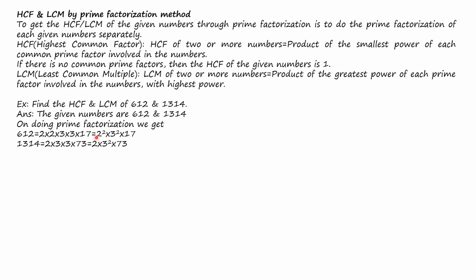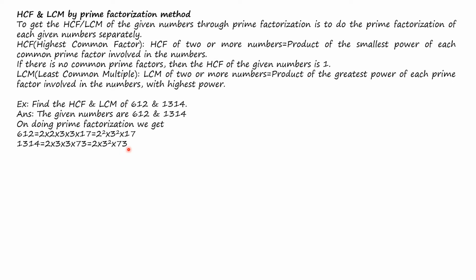2 is common in both the cases, but in 612 the highest power of 2 is 2 square, but in 1314 the highest power of 2 is 1, that is 2. 3 is also involved in both the cases, and the smallest power of 3 in both the cases is the same, that is 3 square. 17 is involved only in one case and the highest power is 1. Likewise 73 is also involved in only one case and the highest power is 1.